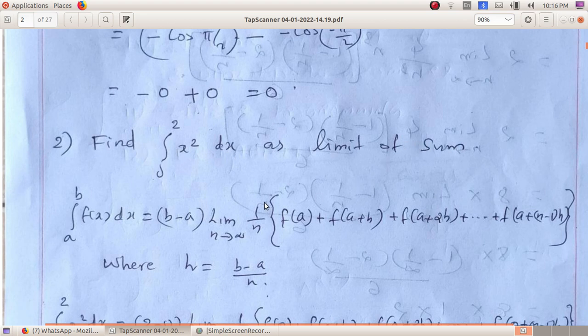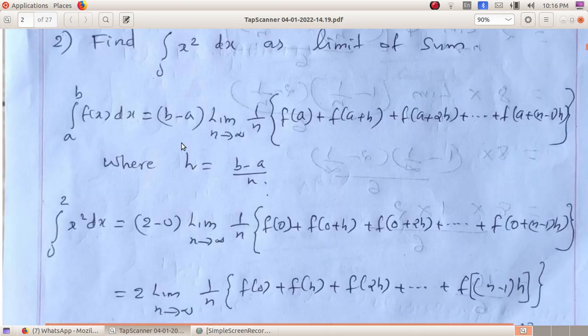Where h is what? H is taken as b minus a by n. So by using the formula we can solve this problem. Integral from 0 to 2 of x square dx. So f of x means x square, a means 0, b means 2. Then b minus a, that is 2 minus 0, limit n tends to infinity 1 by n, f of a means f of 0, f of 0 plus h, f of 0 plus 2h, and so on, f of 0 plus n minus 1 into h.